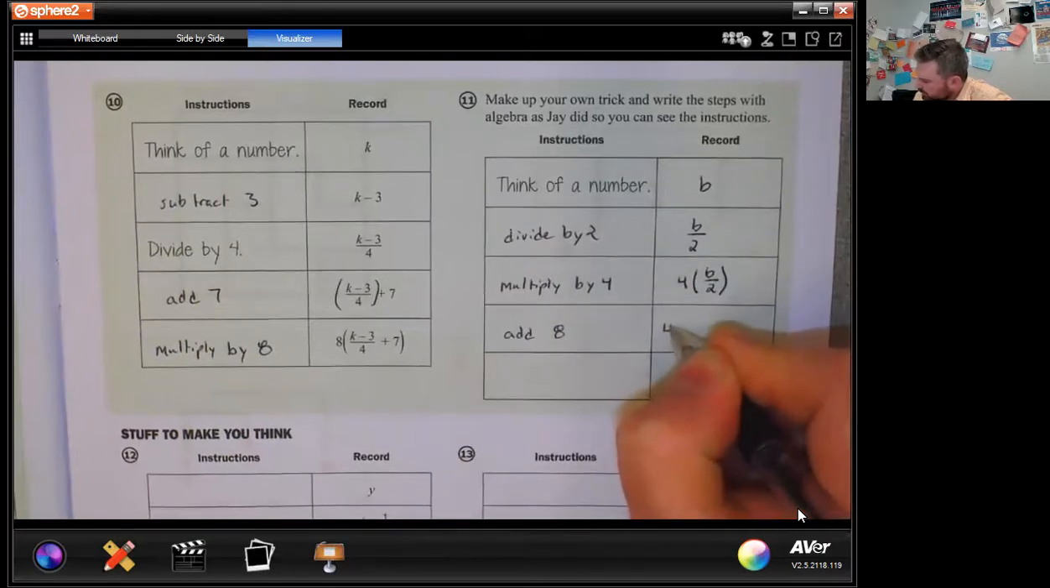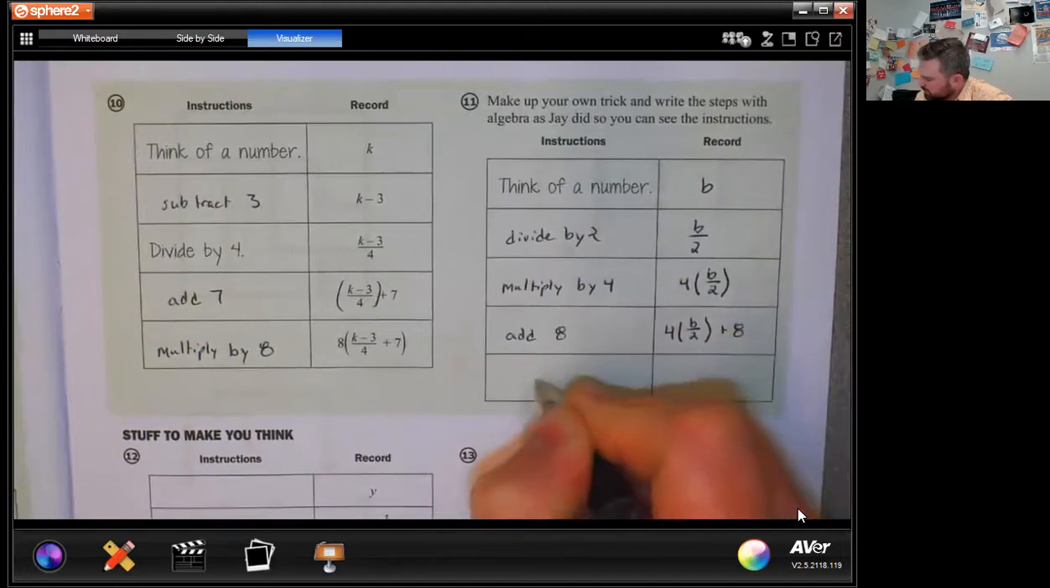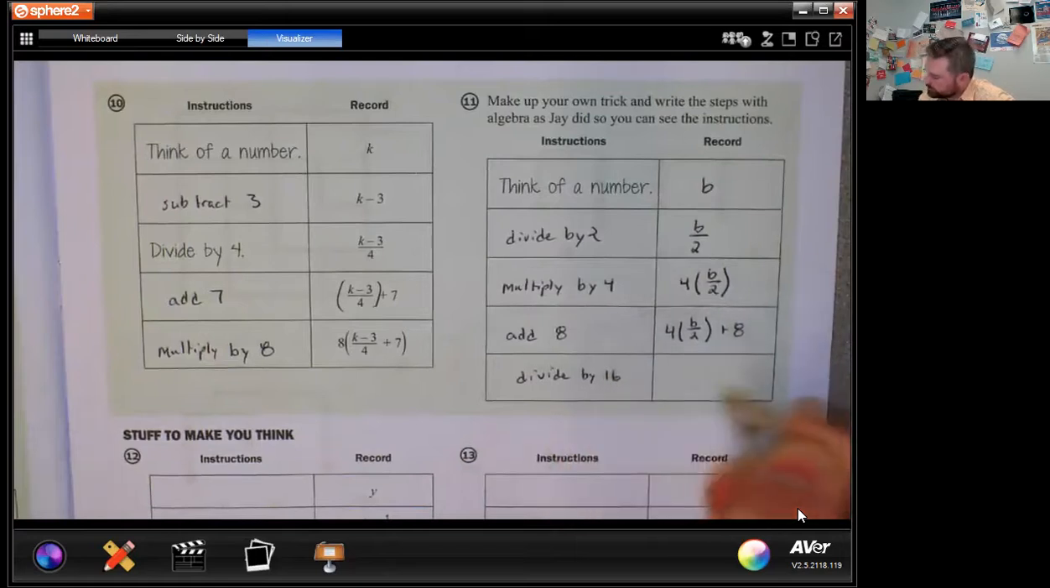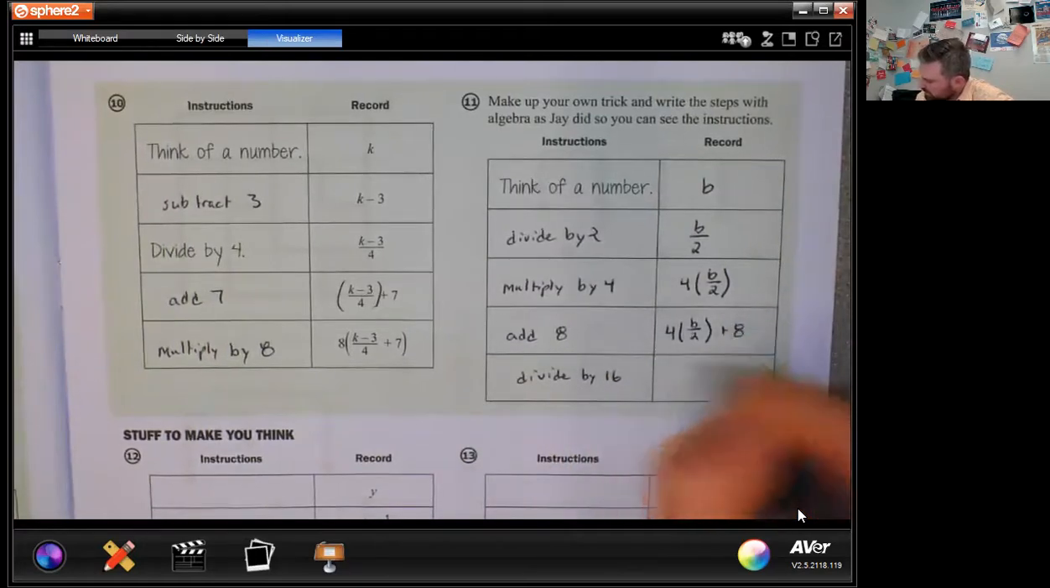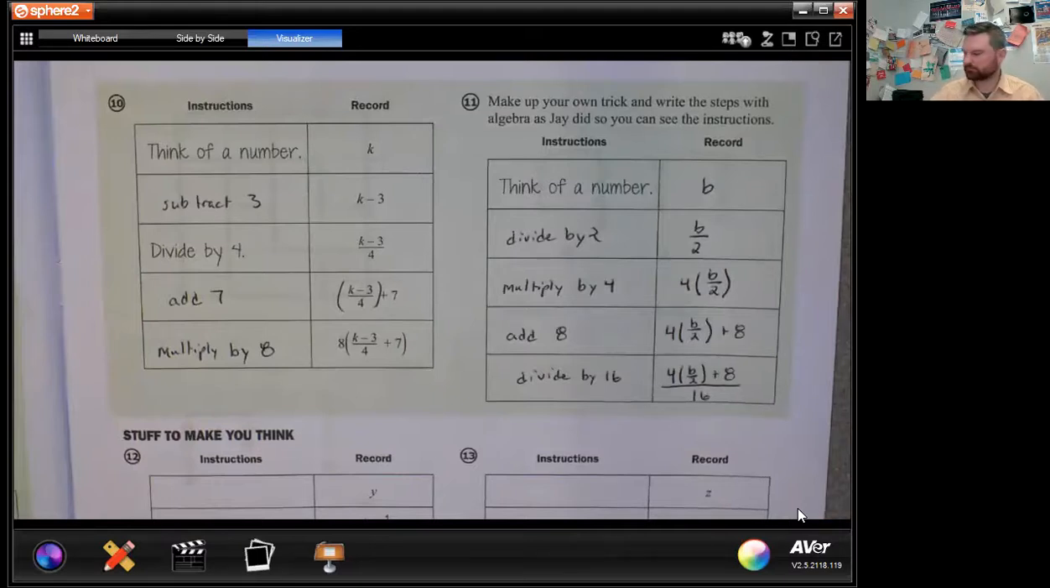Add 8. So 4b divided by 2 plus 8. And then we're going to divide by 16. So this whole thing has to go on top. So 4b over 2 plus 8 all over 16. So you can make up some real crazy expressions here when you do these. Just make sure we're keeping all the steps in there as a whole. Makes it very easy to see the entire story of what has been done.